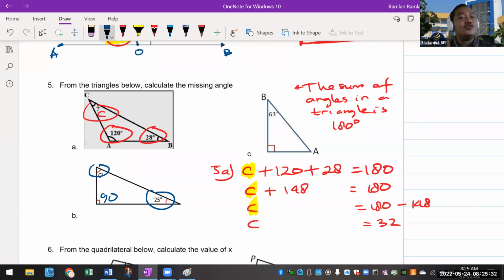Okay, now I would like you to try it by yourself. Please answer question B and then type your answer in the chat box. I'm going to wait 1 minute maximum. Please go ahead. Question B. I want you to find the value of C for question B. You don't need to write the steps, it's okay, just the answer directly.